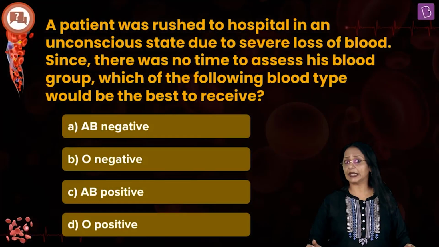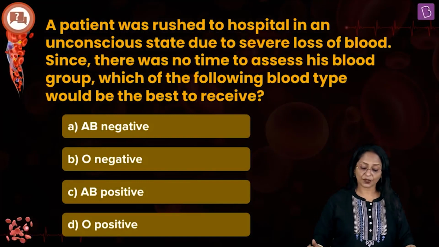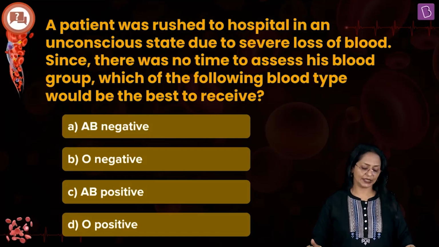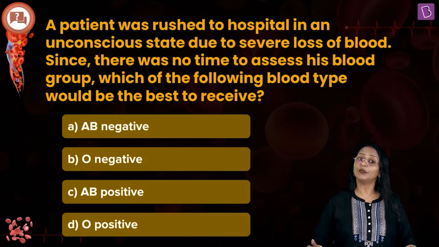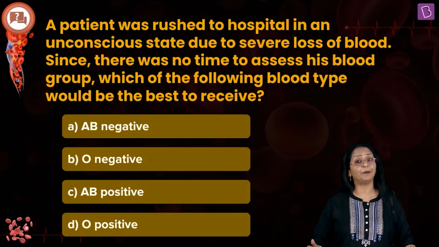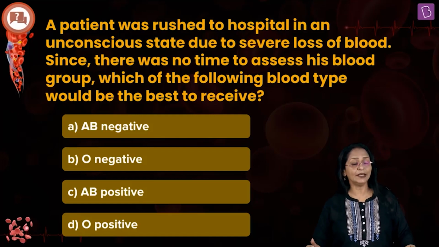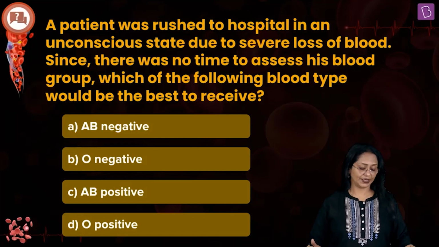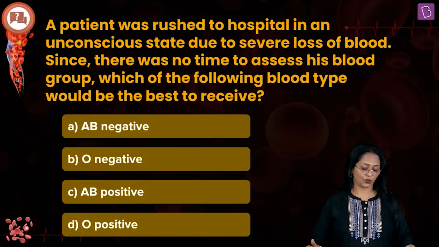Now I'm going to give you a case study, okay? That's your question. A patient was rushed to a hospital in an unconscious state due to severe loss of blood. Since there was no time to assess his blood group, which of the following blood types would be the best to receive? Did you get that? A, AB positive; B, O negative; C, AB positive; or D, O positive.